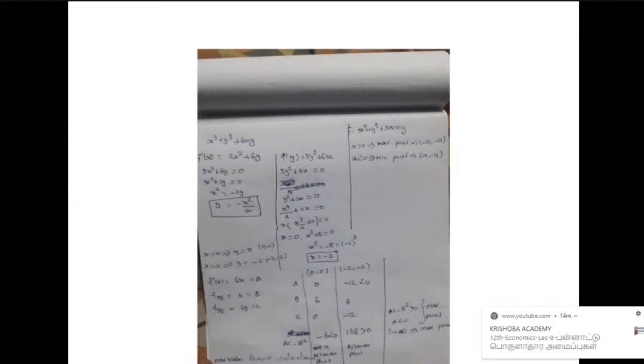A is equal to 2. The point is minus a comma minus a. So at minus 2 comma minus 2, this equation will give the maximum value.